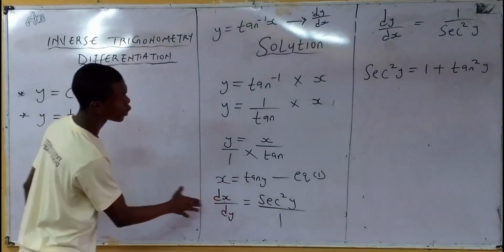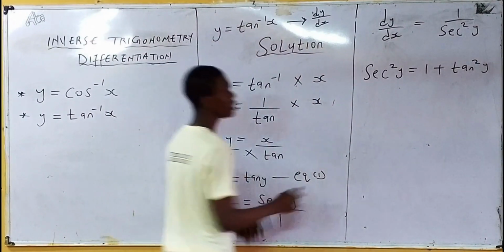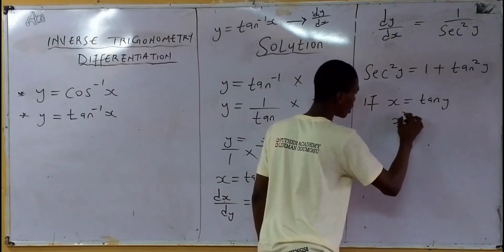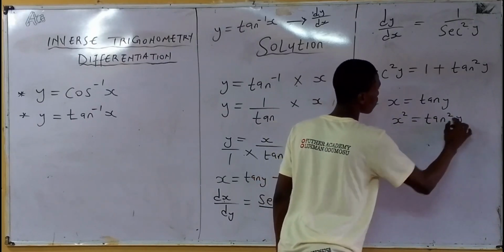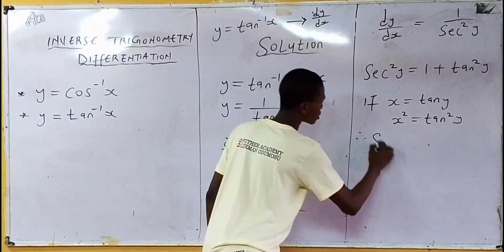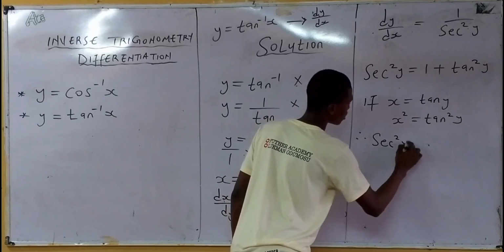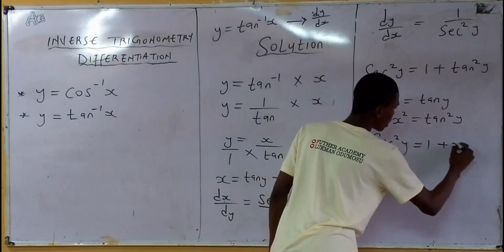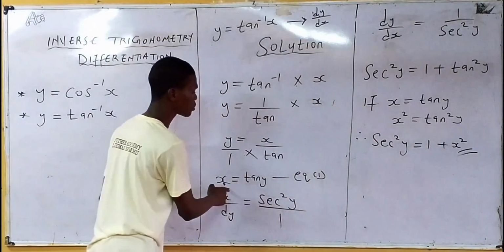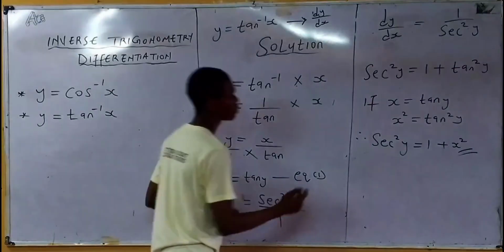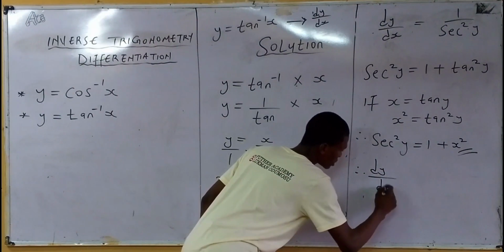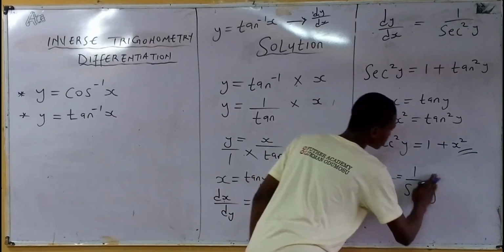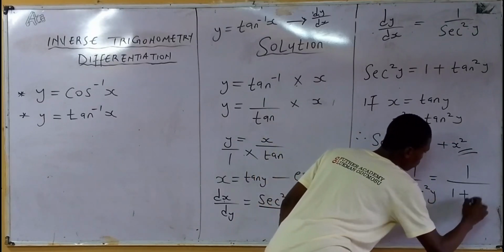Recall from equation 1, we have that x equals tan y. If x equals tan y, then x square equals tan square y. So therefore, sec square y, which equals 1 plus tan square y, can be written as 1 plus x squared, substituting the expression of equation 1. Meaning that dy over dx, which equals 1 over sec square y, is still the same thing as 1 over 1 plus x squared.